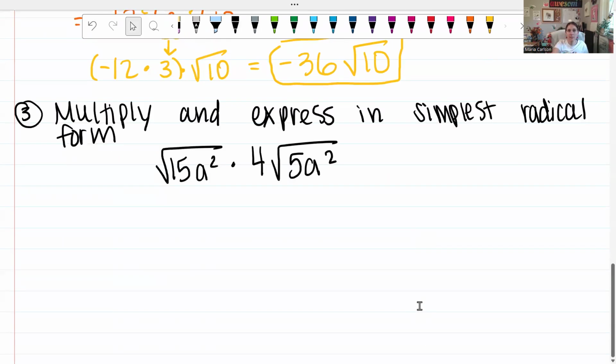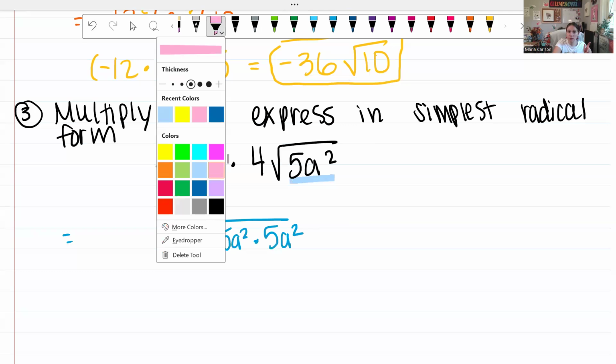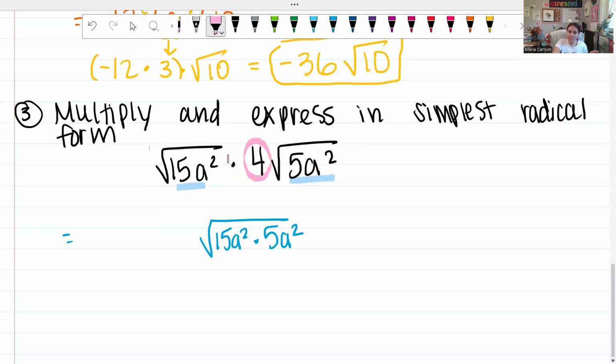So looking at this example here, first things first, we're going to multiply our radicands, or the numbers inside the radicals, together. So I'm going to have a radical here with 15a squared times 5a squared. And then I also have this only outside number, right? I have this 4. And then I also have kind of like this invisible 1 here. So 1 times 4 gives me just a 4 on the outside of this radical, and it's being multiplied, but I don't necessarily need to write the multiplication symbol.